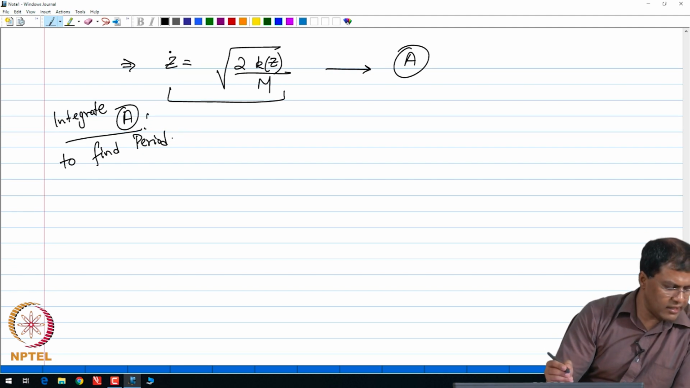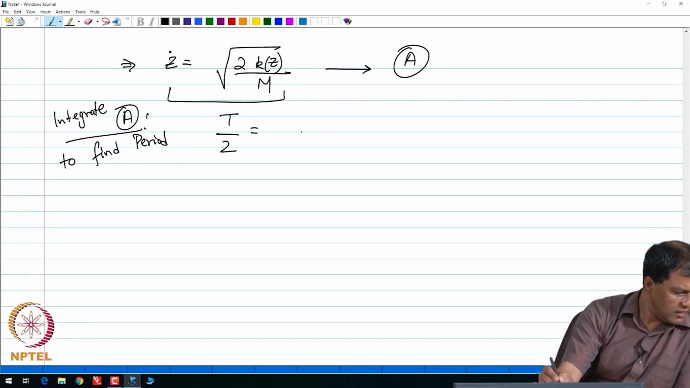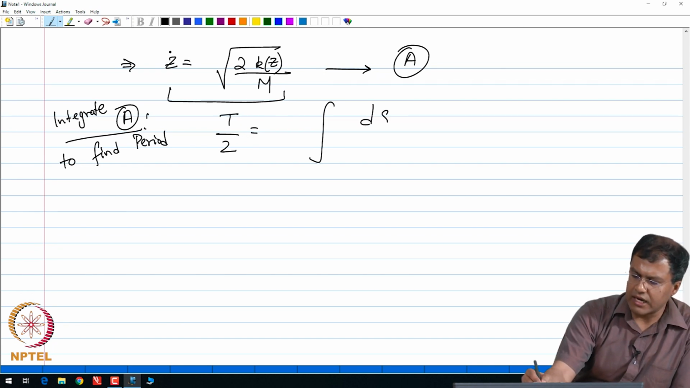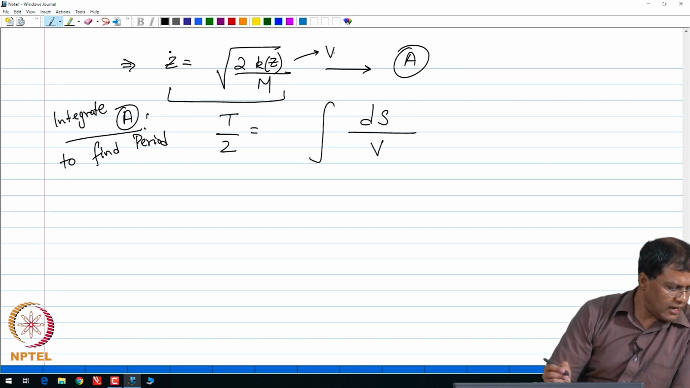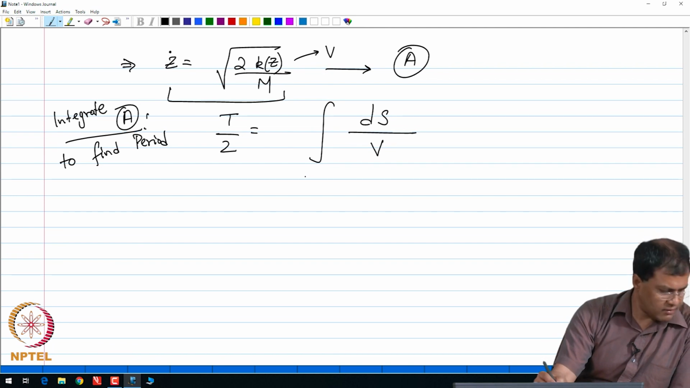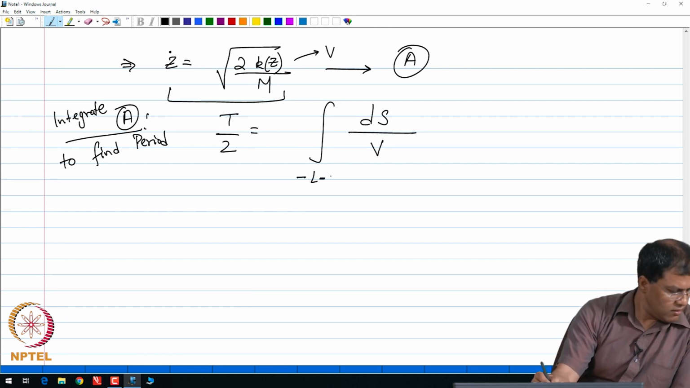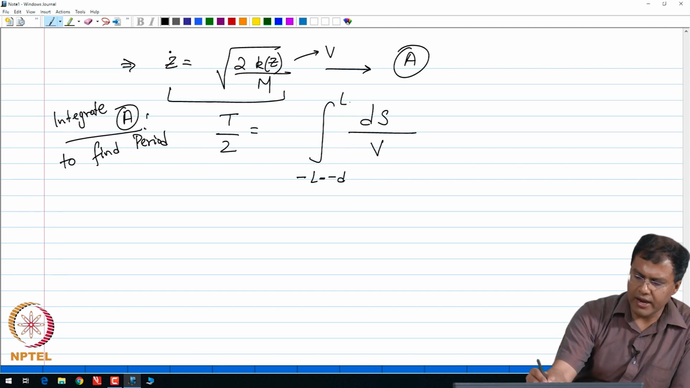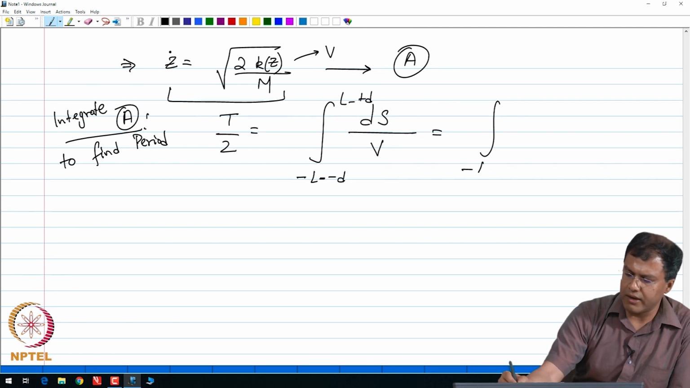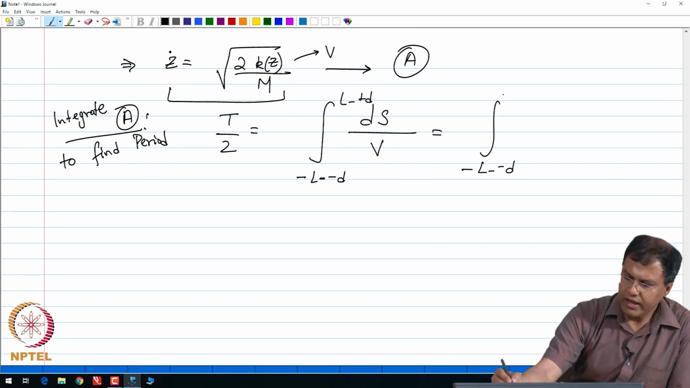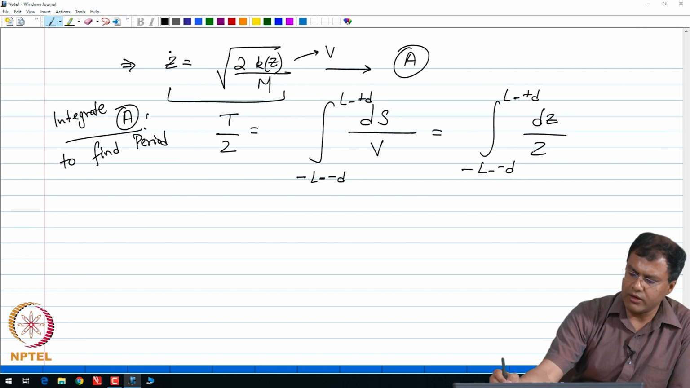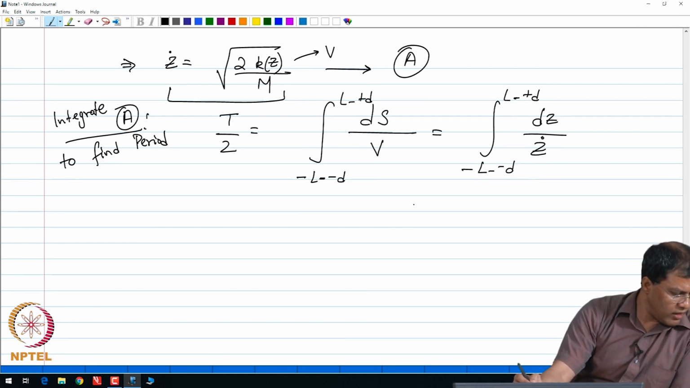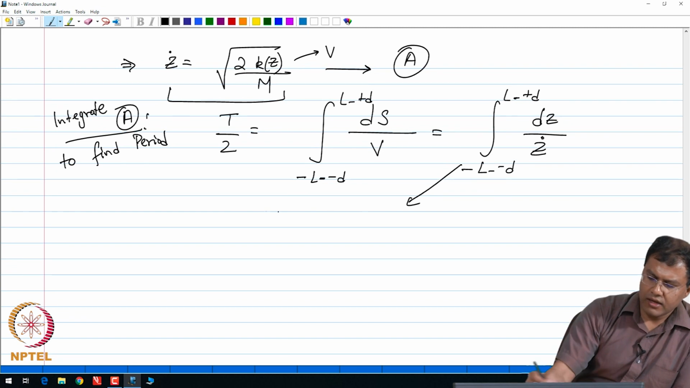When I integrate, I see that half the period of oscillation is going to be given by the integral of the arc length s by v. So, this is my v, and my limits are minus of L minus d to L minus plus d. This is also equal to the integral over the same limits of dz divided by z dot, and of course, this is going to be divided into 3 different integrals.